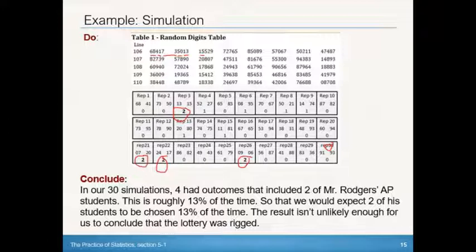So that's not really that rare. Again, we'll typically use the threshold of 5%. If it happened less often than 5% of the time, then that's kind of rare, and we would call into question whether Mr. Rogers is conducting this fairly. But it happening just by chance 13% of the time, that's not so rare. It's not so unlikely that we can say that Mr. Rogers is cheating or that he rigged these lotteries.